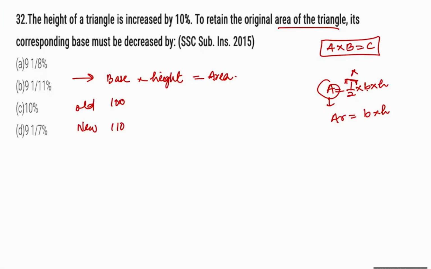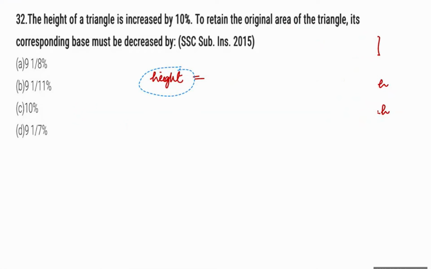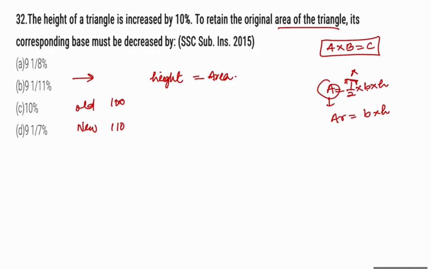Height, area half base into height. Half height into base, so height also increases. So height is increased by 10%. To retain the original area, the base must be changed.